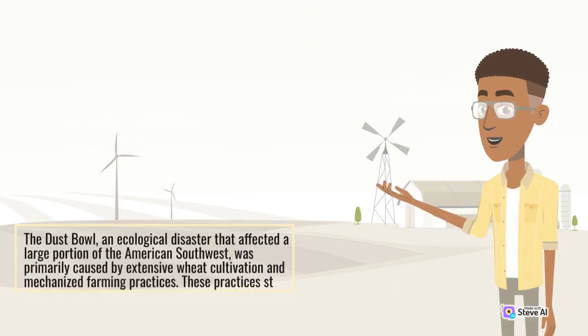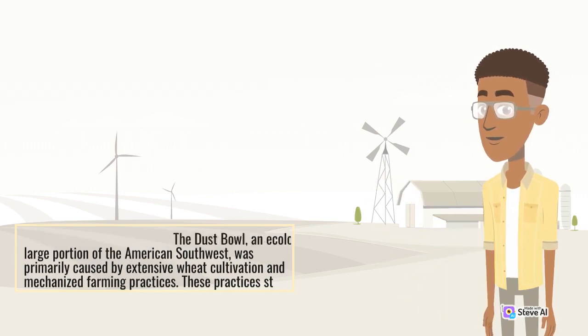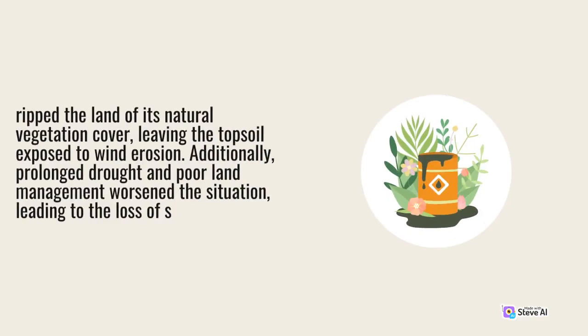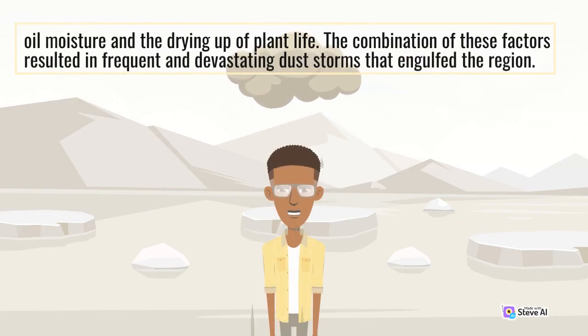The Dust Bowl, an ecological disaster that affected a large portion of the American Southwest, was primarily caused by extensive wheat cultivation and mechanized farming practices. These practices stripped the land of its natural vegetation cover, leaving the topsoil exposed to wind erosion. Additionally, prolonged drought and poor land management worsened the situation, leading to the loss of soil moisture and the drying up of plant life. The combination of these factors resulted in frequent and devastating dust storms that engulfed the region.